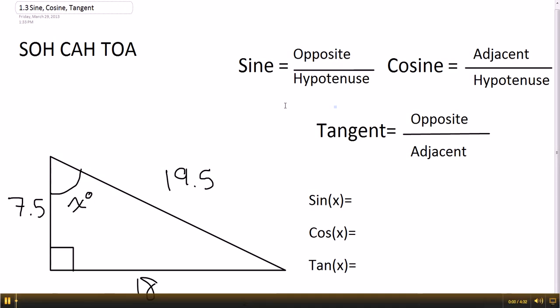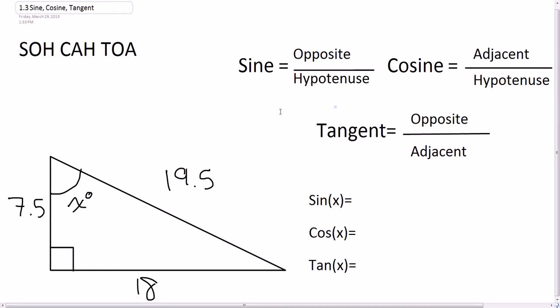Hello students, and welcome to the final part of your lesson for today. This is a review of sine, cosine, and tangent. So I'm going to start off giving you a mnemonic. A mnemonic is a way to remember important information. So we've got SOHCAHTOA. It's a good way to remember how the sine, cosine, and tangent functions are defined.